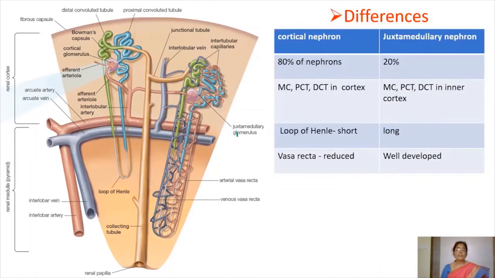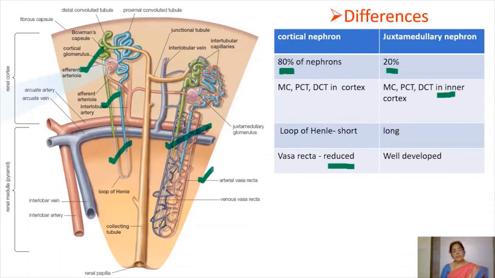Now we'll observe the differences between cortical nephrons and juxtamedullary nephrons. So cortical nephrons are 80% of the nephrons in our kidney. Juxtamedullary nephrons are only 20%. In cortical nephrons, the main parts, Malpighian capsule, PCT, and DCT, are present in the cortex, and in juxtamedullary nephrons they are present in the inner cortex. In cortical nephrons, the loop of Henle is short; in juxtamedullary nephrons, it is long. Vasa recta is poorly developed, or reduced, in cortical nephrons, and well-developed vasa recta is present in juxtamedullary nephrons. So these are the differences between cortical and juxtamedullary nephrons.